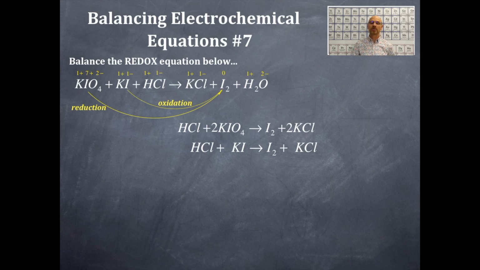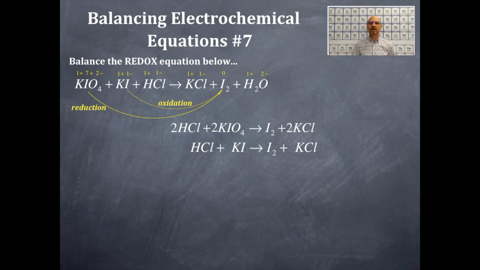I need to put a 2 coefficient in front of the HCl. Now, thus far, all I've done is balance all the non-oxygens, non-hydrogens. Now I need to deal with the oxygens. So how many oxygens do I have on the reactant side? Because there are none on the product side.